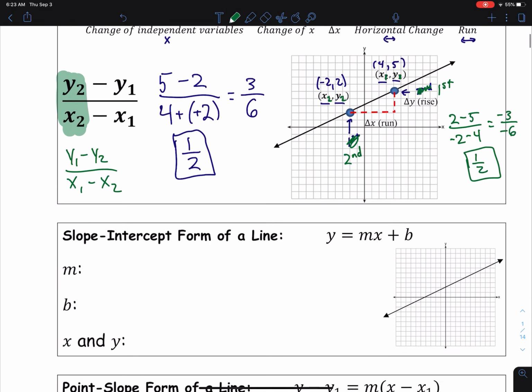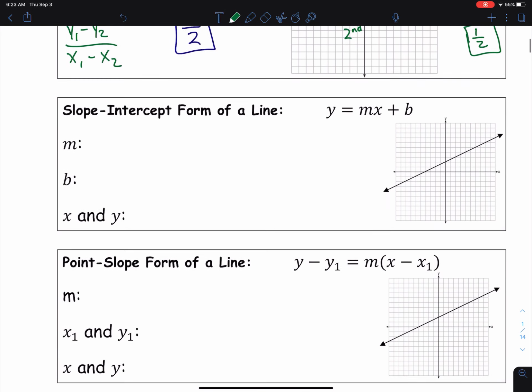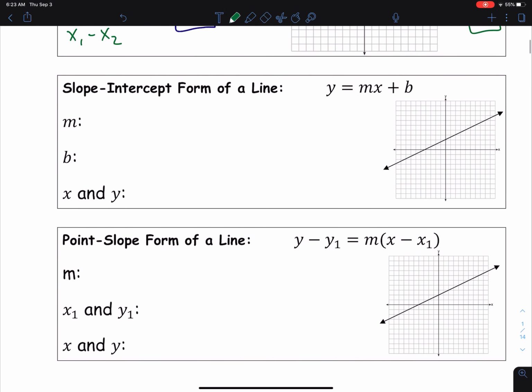Let's go down to the slope-intercept form of the line. It's one way of showing the equation of the line. What does the m represent? So here's the slope-intercept form of the line. This is what we're going to be using most of the time to show a linear equation. And each of those values means something. So what does the m mean? M is what we use to show slope.